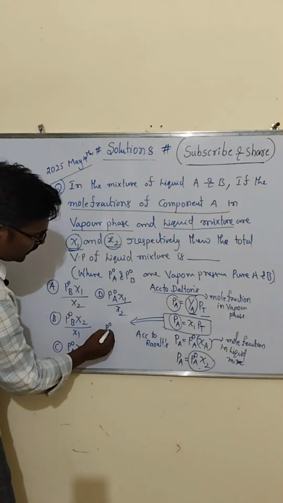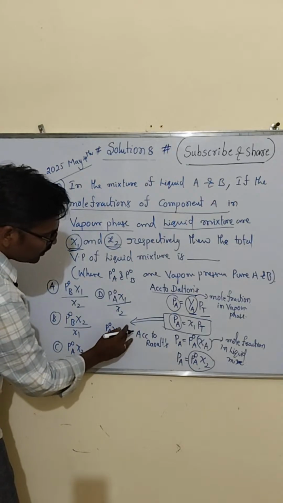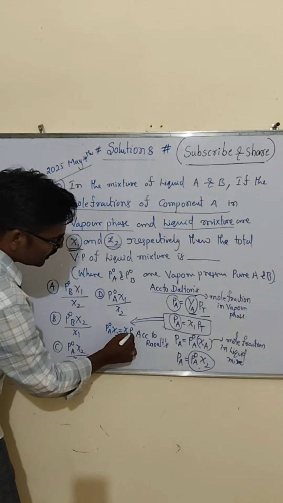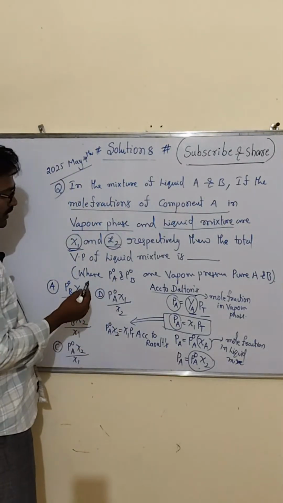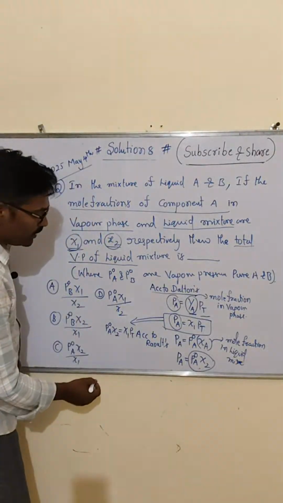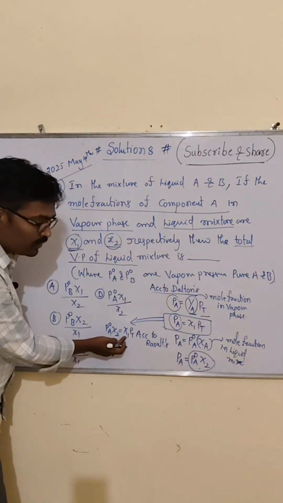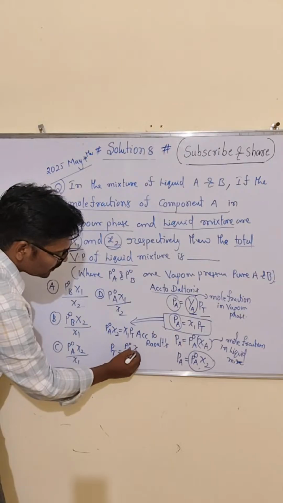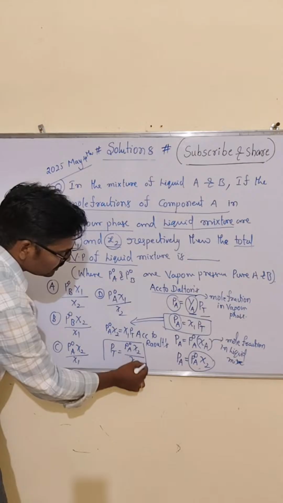So what will be there? P naught A into mole fraction 2 equals mole fraction 1 into P total, right? Now what is required? The total vapor pressure, P total, is required. So how do we get P total? When mole fraction of 1 is sent to this side, P total equals P naught A into mole fraction 2 divided by mole fraction of 1. So this is the answer for this.